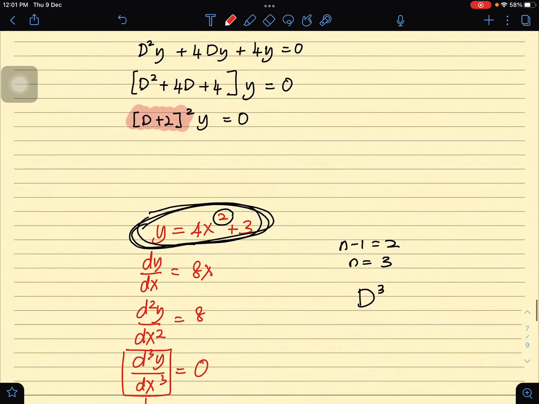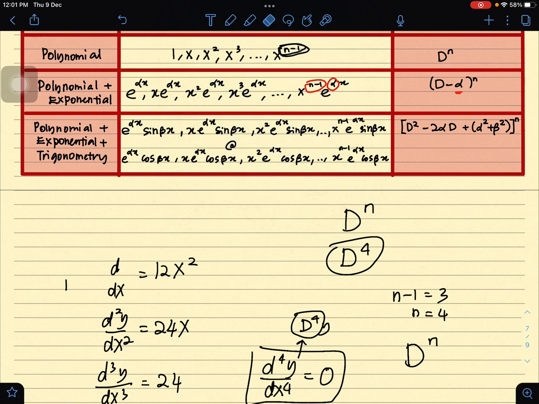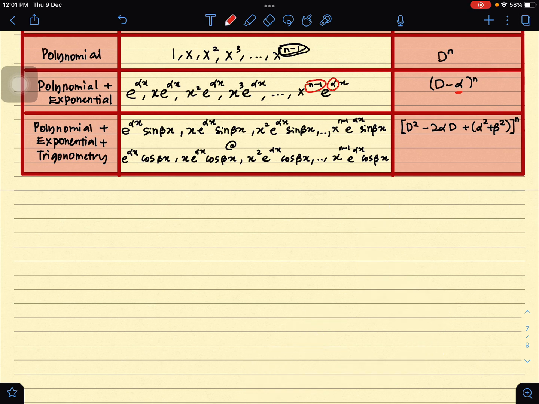Let's do some examples. Let's say we have y equal to exponent 2x. How can we find the differential operator for exponent 2x? From here, you know that if you have an exponential function, you need a differential operator in the form of d minus alpha to the power of n. The first value you need to know is alpha, which comes from the power of the exponential, and the value of n, which comes from the polynomial in your function.